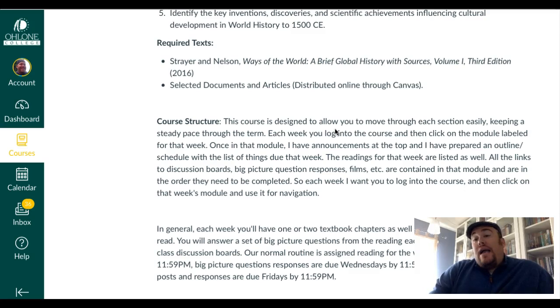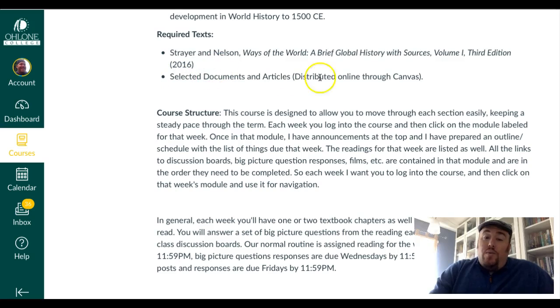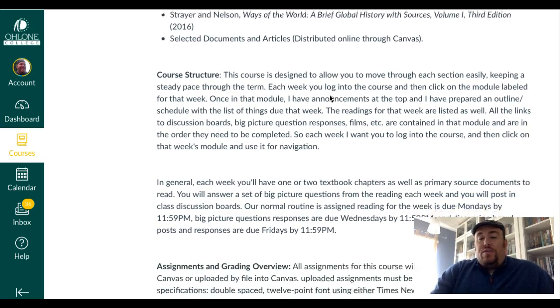I used the second volume, volume 2, in History 106B. So if you're interested in taking that course or are planning to take that course, you can buy a combined version of this as well, as long as it's with sources, and it's the 3rd edition. And that might save you a little bit of money if you're planning to take 106B. And there also are selected documents and articles and some films as well, and those are all accessible via Canvas. You'll see that as we get started with the modules.